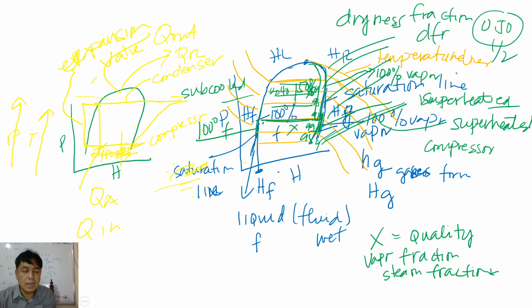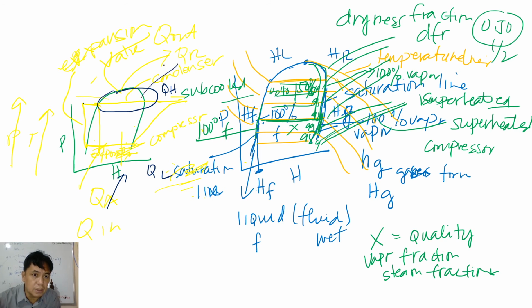Ano'ng nangyari sa expansion valve? Bumaba yung kanyang pressure, di ba? Tingnan niyo, from here sa condenser, kasi condenser is high side, no? Q_H, mataas. Ito Q_L, mababa. Heat added sa evaporator, heat rejected sa condenser. Ito naman ay compressor, kaya tumataas ang pressure. Tingnan niyo, tumaas din ang temperature.